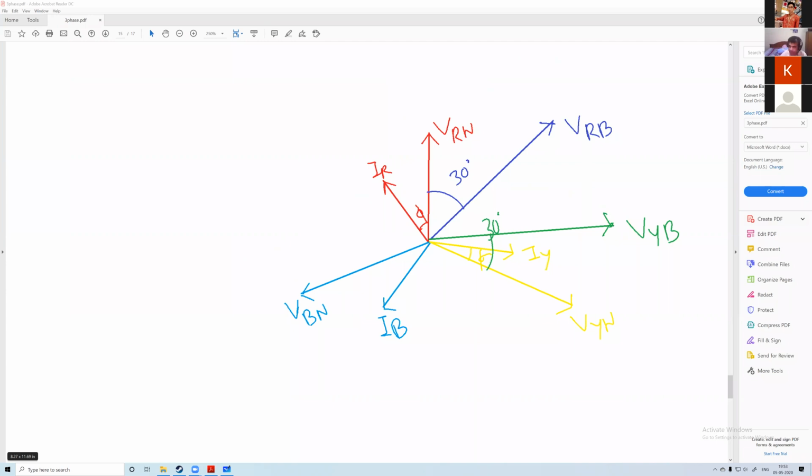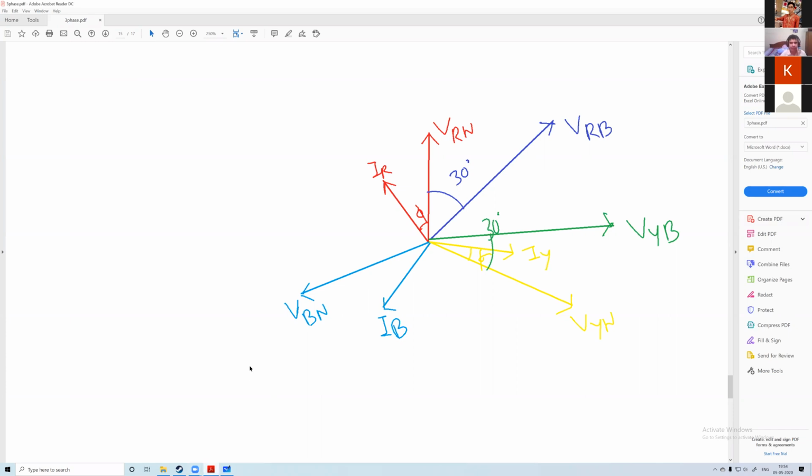So 30 degree plus phi, W1 will read VRB IR cos of 30 degree plus phi because this is the angle. What is the angle between VYB and IY? This angle is how much? 30 degree minus phi. So W2 will read VYB IY cos of 30 degree minus phi. So this one.